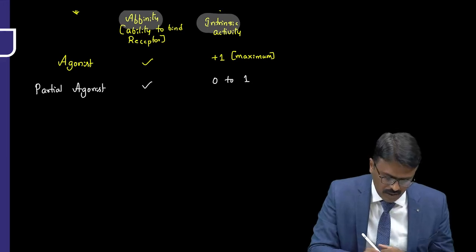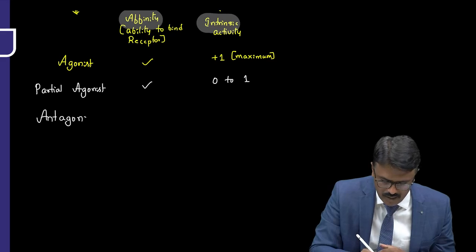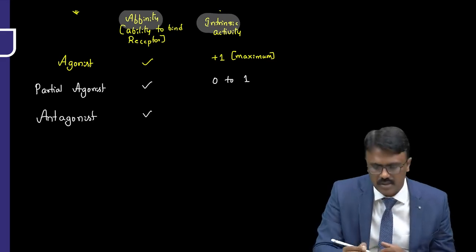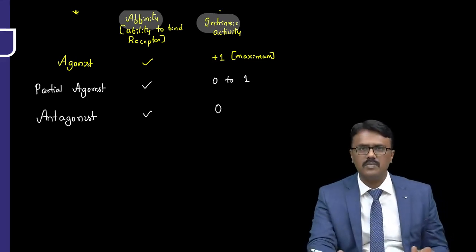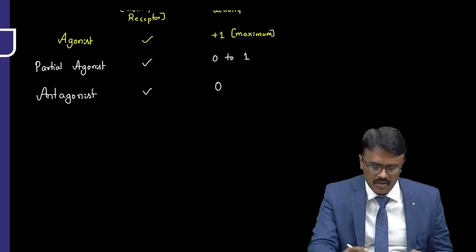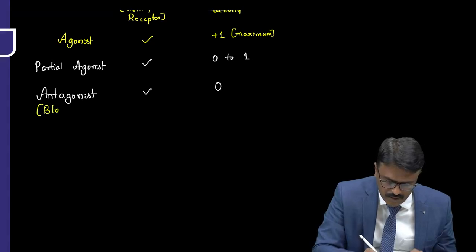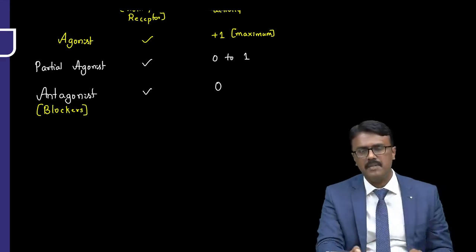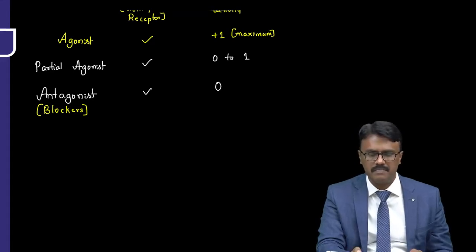Then moving on to the next one, antagonist. An antagonist also has affinity for the receptor, but it produces the response 0, no response. So an antagonist is also called by another name. They are also called blockers. Suppose I say alpha blocker, the meaning is they are alpha antagonists.